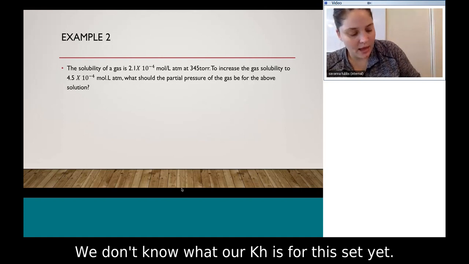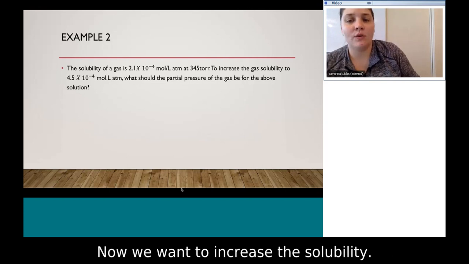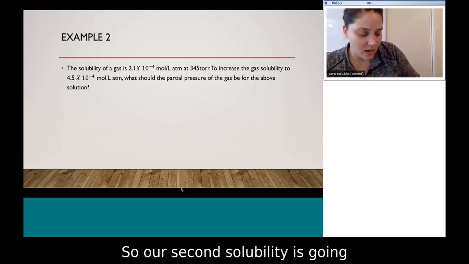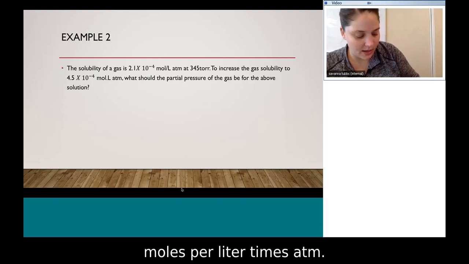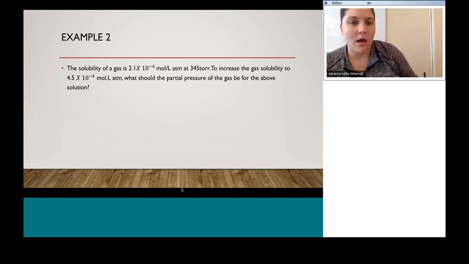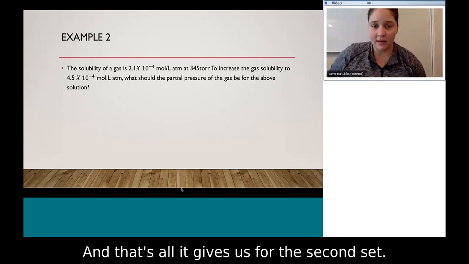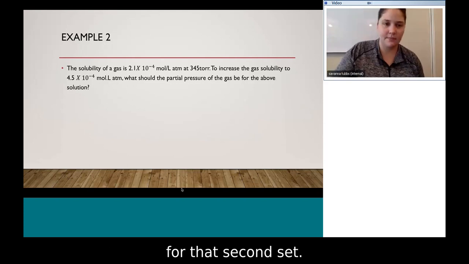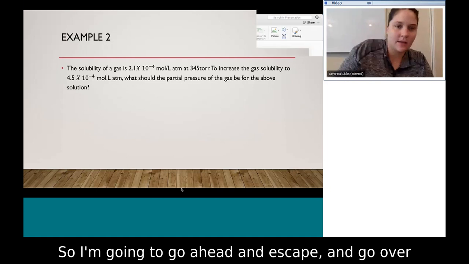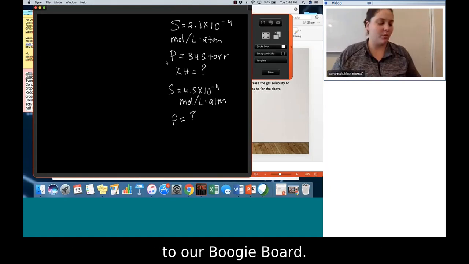We don't know what our KH is for this set yet. Now we want to increase the solubility, so our second solubility is going to be 4.5 times 10 to the negative 4 moles per liter times ATM. And that's all it gives us for the second set. They want to know what the pressure is for that second set. So I'm going to go ahead and escape and go over to our boogie board.